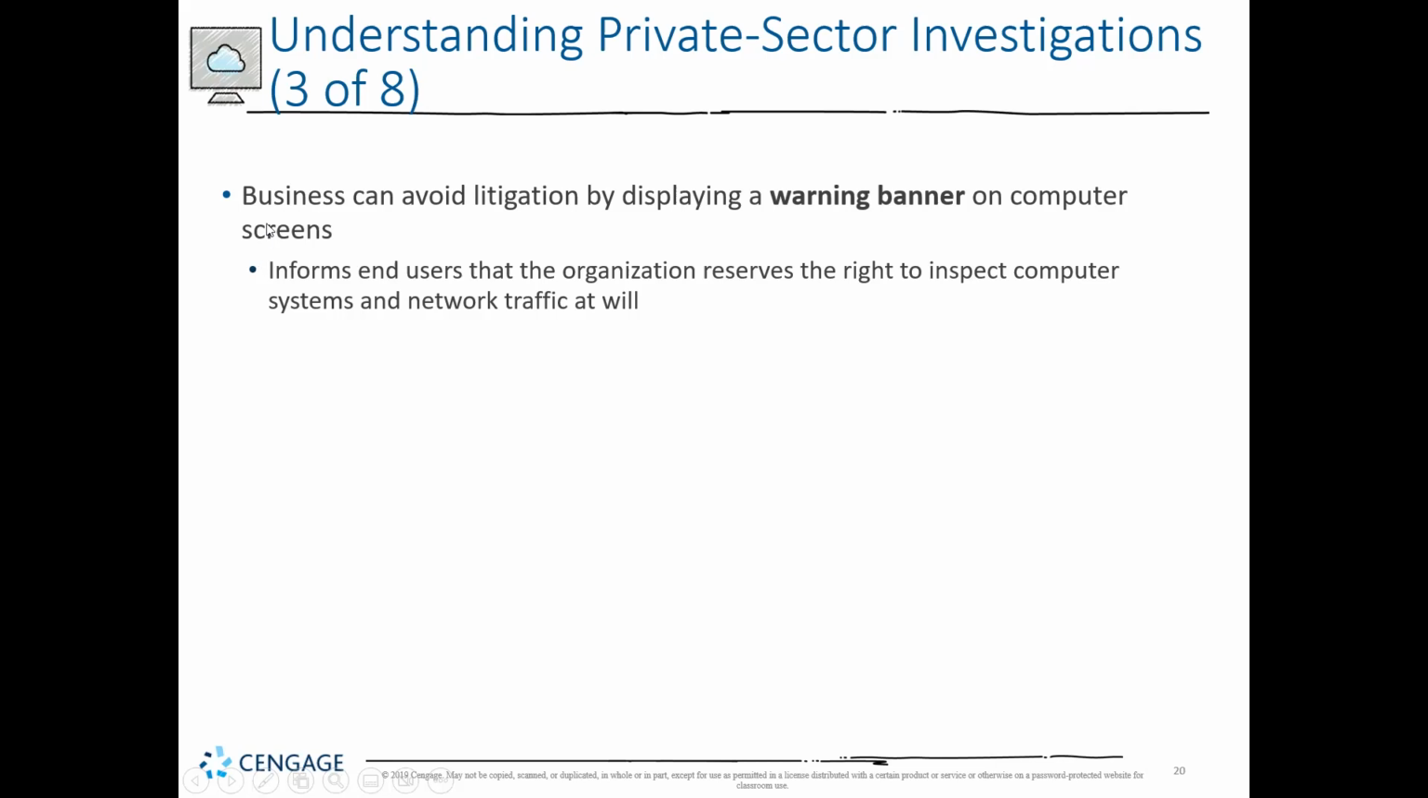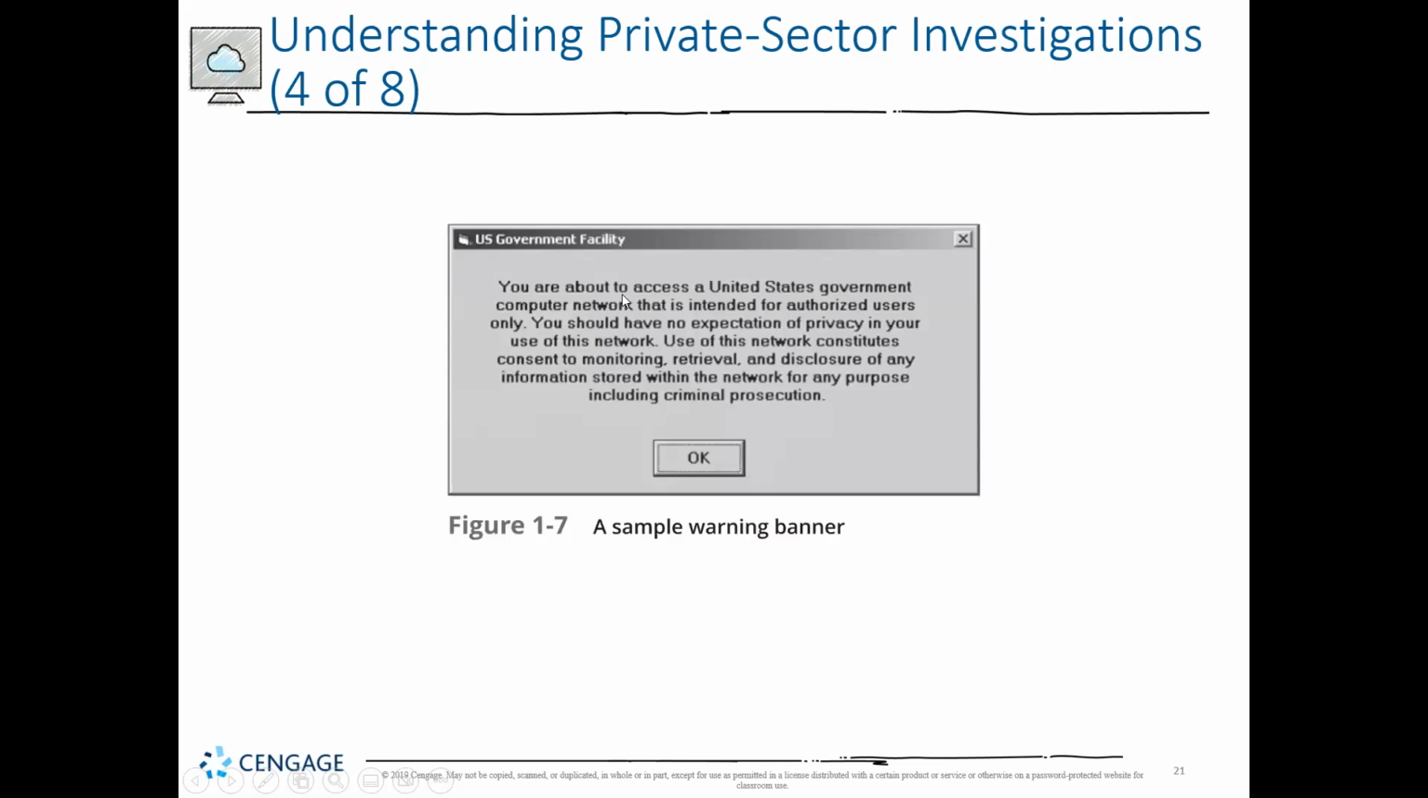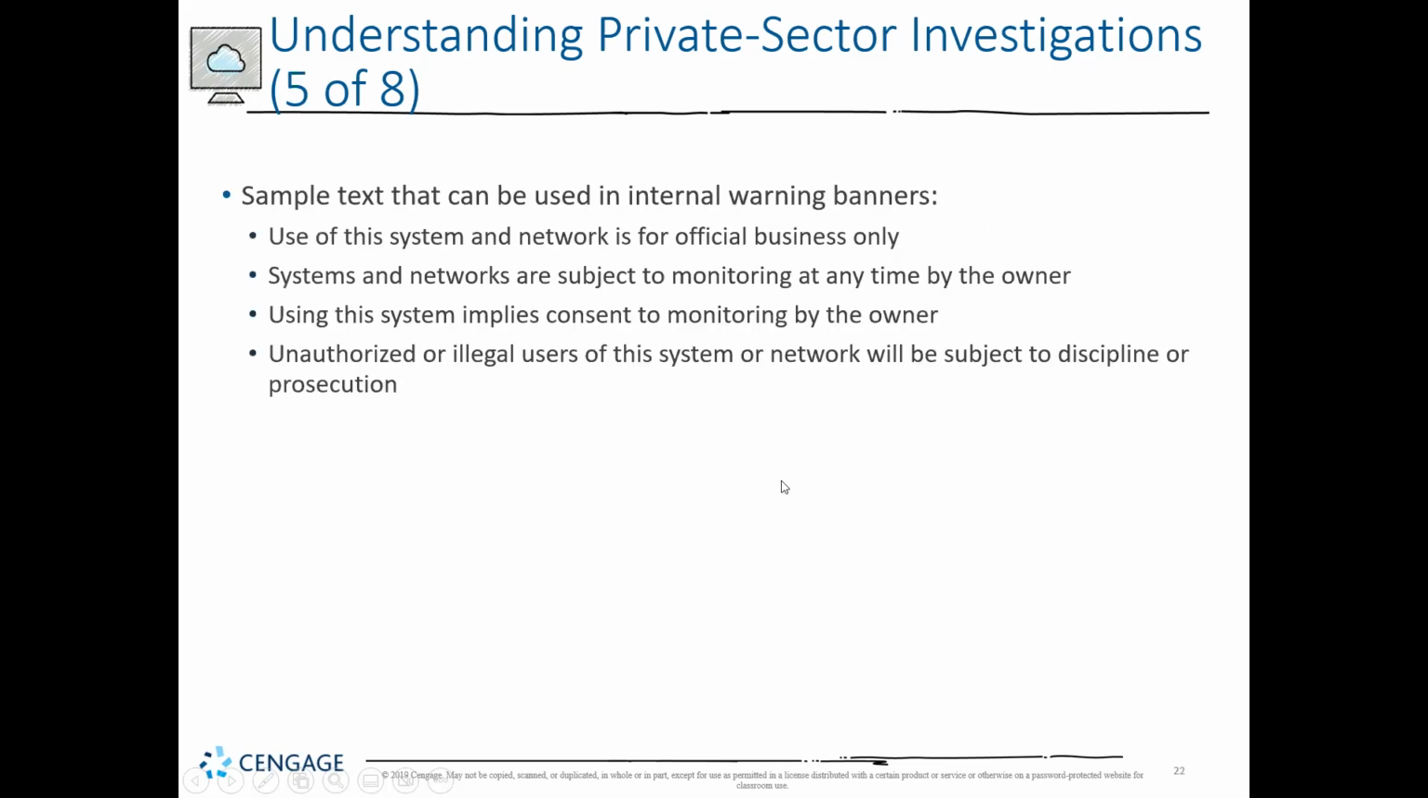Every time somebody gets on the screen or accesses the network, they see something that says, this network is intended for this company. And if you're on here and you're not supposed to be, you're in trouble. It informs the end users, hey, we can inspect our computer systems and network traffic because we have to, for efficiency purposes, for support, to protect the data integrity, all that kind of stuff, right? Those are critical things.